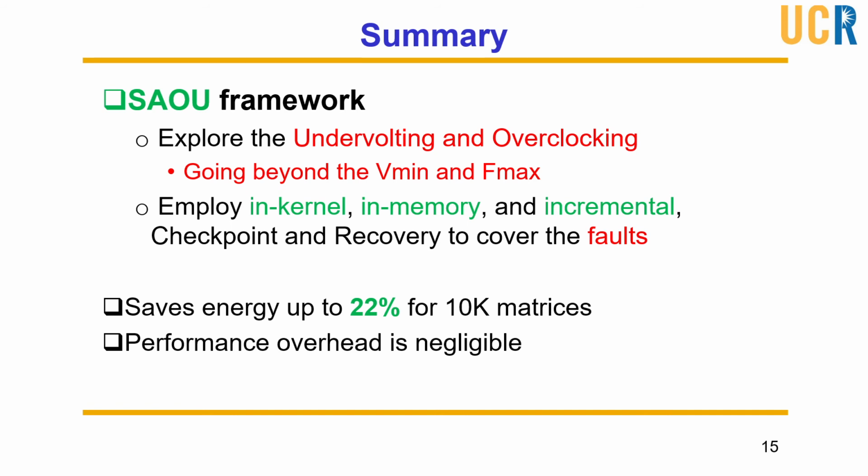In this paper, we proposed an energy-efficient framework, SAOU, that reduces the energy consumption of GPUs through undervolting and overclocking. Since going beyond the safe frequency or voltage gives rise to faults, we designed an in-kernel, in-memory, incremental checkpoint and recovery technique to handle these faults. We created an empirical fault model to determine the number of checkpoints at each level of undervolting and overclocking. For a matrix of size 10K in cuBLAS, SAOU can save energy consumption up to 22% through combined undervolting and overclocking without sacrificing the performance.